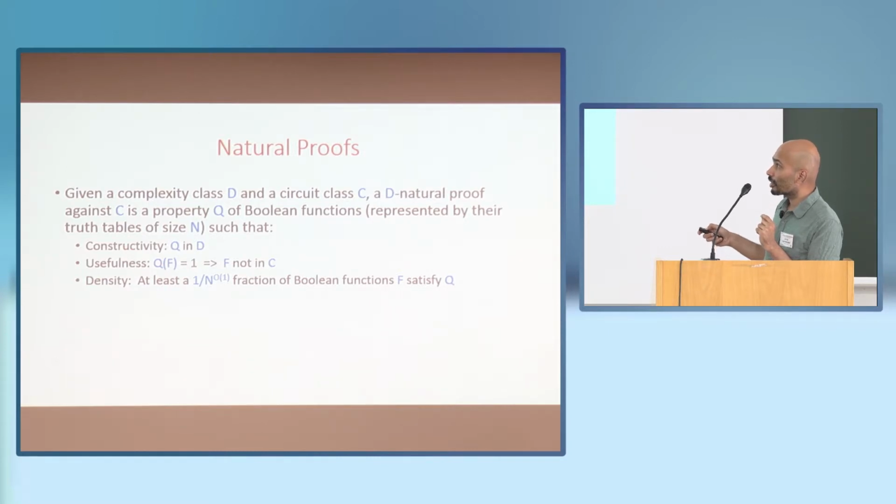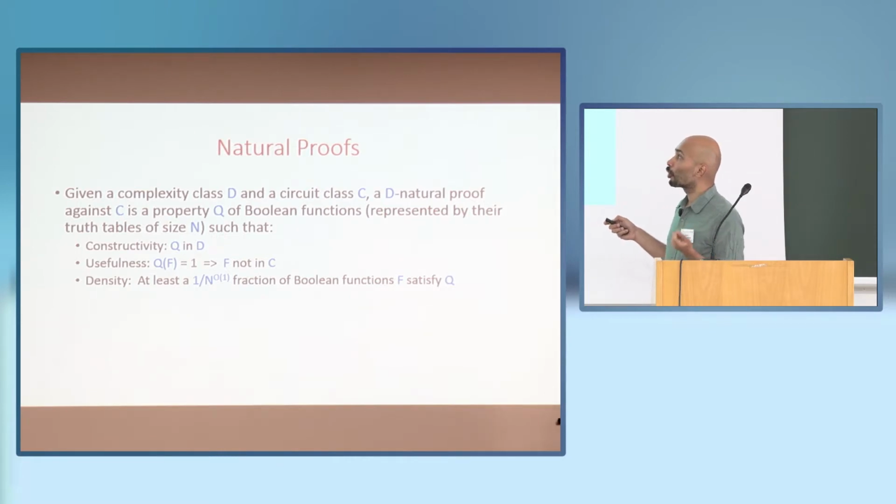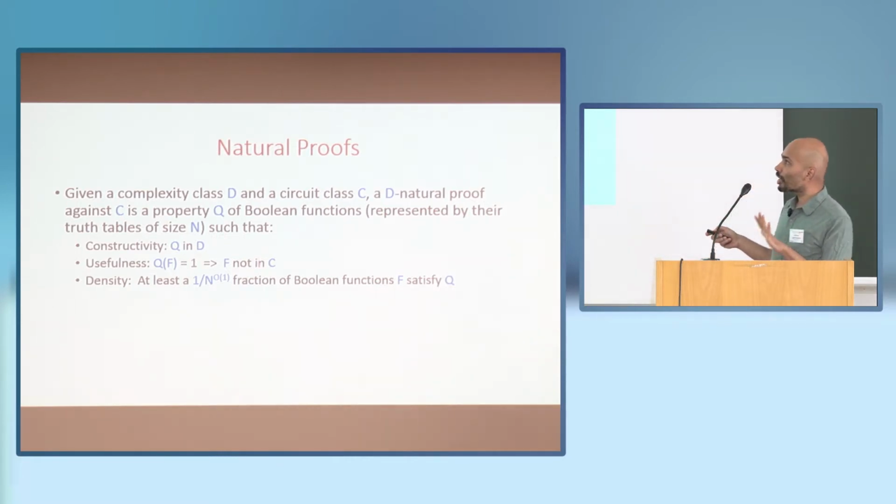The first is constructivity. This property needs to be decidable in D. That means that you can decide whether a function is in Q within D. Second, usefulness, which means that all the functions satisfying Q are hard, right? If a function satisfies this property Q, then it's not in C. And finally, density, which means that a noticeable fraction of Boolean functions satisfy Q. A random function satisfies Q with noticeable probability, right? So these are the three conditions for a natural proof.